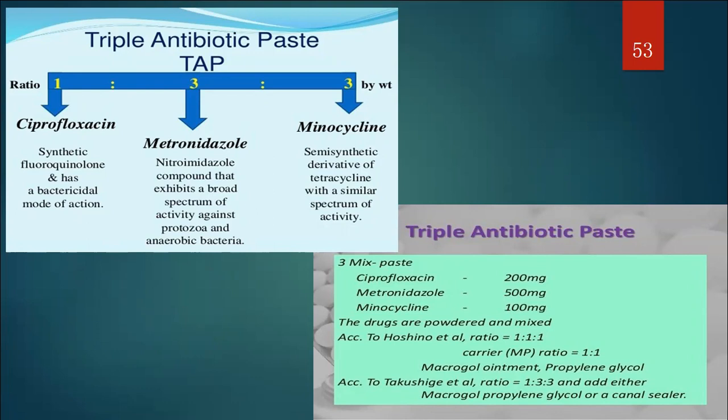So the triple antibiotic paste: ciprofloxacin 200 milligrams, metronidazole 500 milligrams, and minocycline 100 milligrams. The drugs are powdered and mixed. According to Hoshino et al., the ratio is 1:1:1, with carrier macrogol ointment, propylene glycol, ratio 1:1. According to Takushige et al., the ratio is 1:3:3 and add either macrogol, propylene glycol or Canalcy.